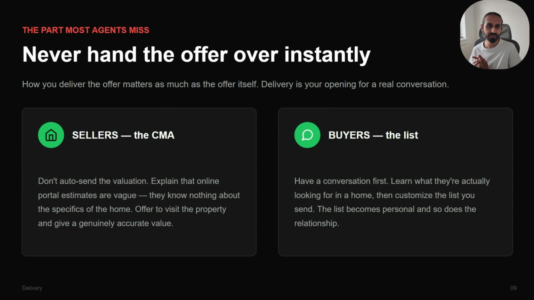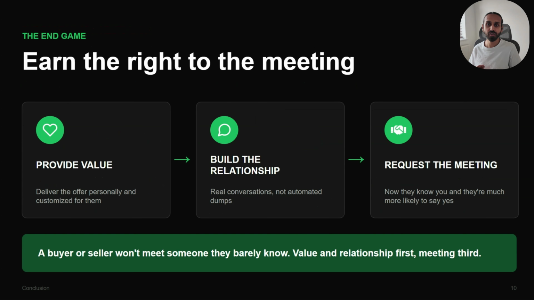So have a conversation first with them, learn what they're actually looking for in a home, then customize that list and then send it to them, and make sure to set the next meeting as well with a day and time set on their schedules and yours as well. This list then becomes personal, and so does the relationship. So you have to earn your right to the meeting by providing value, deliver the offer personally and customized for them so that it could only be for them and they know you've actually put in work for them.